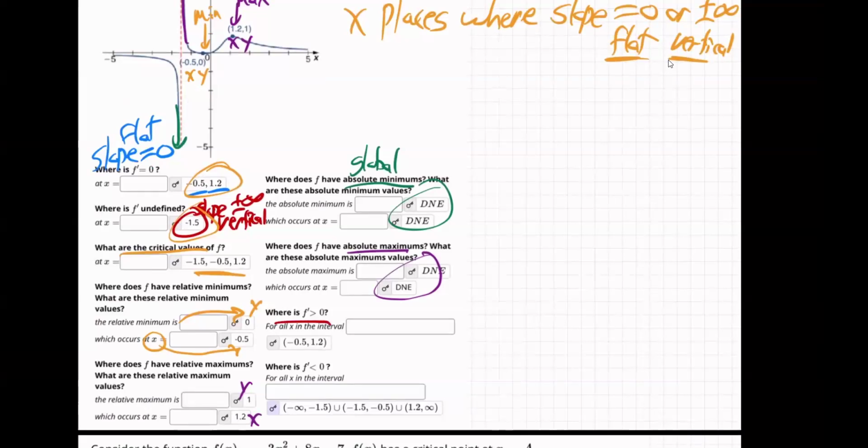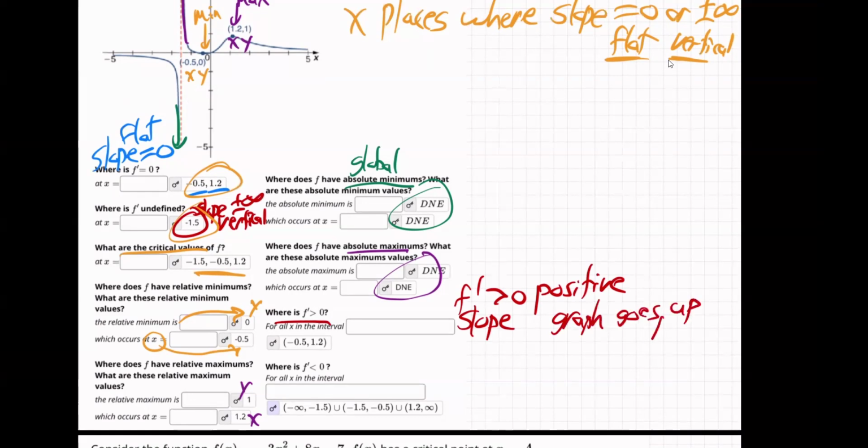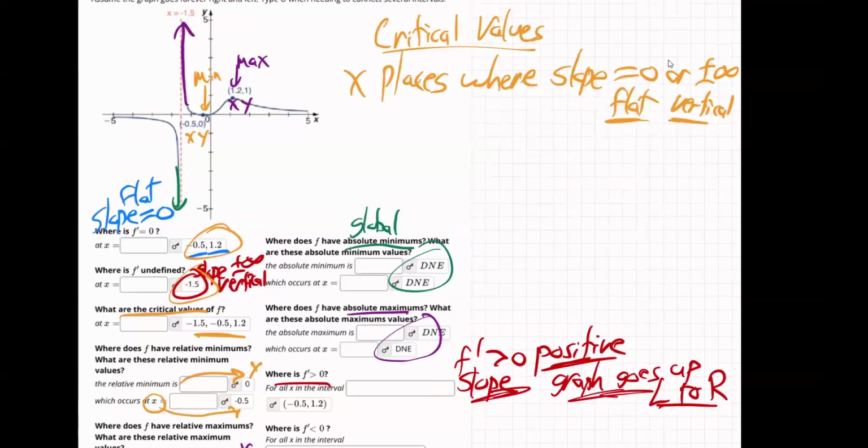Okay, well, then it's coming on down. Where is f prime greater than 0? So let's be clear on that. f prime greater than 0. Greater than 0 means positive. And that means slope. Slope is positive. Right, because f prime is slope. Slope positive, what does that mean? The graph goes up. And we're always talking left to right, right? Because if the slope is positive, that means the graph's going up left to right.